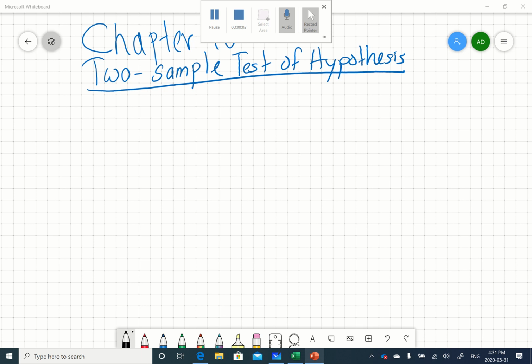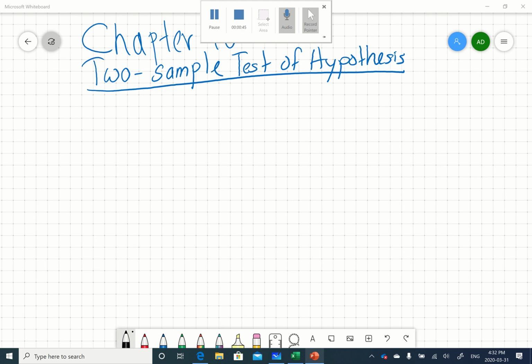Okay, so in this lesson we are going to go through chapter 10, two sample tests of hypothesis. We talked about hypothesis testing in detail in chapter 9. So the process, those 5 steps that I talked about in that chapter, remains the same for this one as well. I'm not going into too much detail on the 5 steps. Instead, I will talk about the difference between chapter 9 and chapter 10.